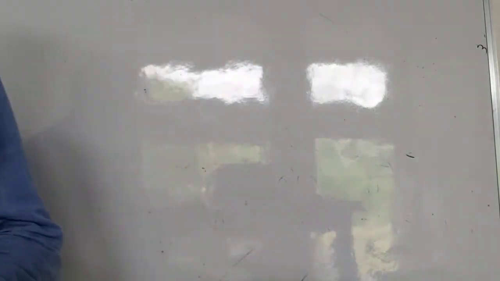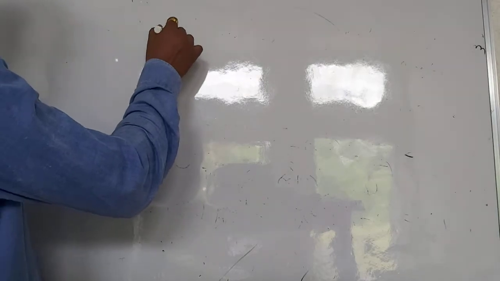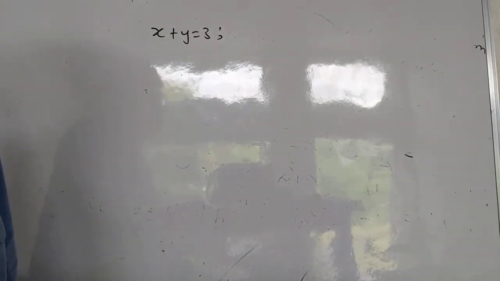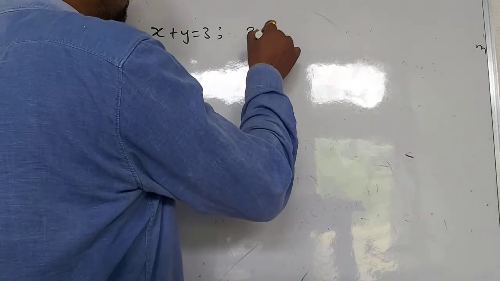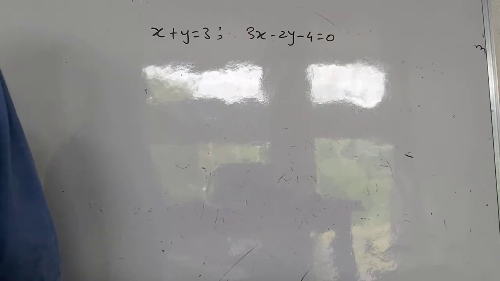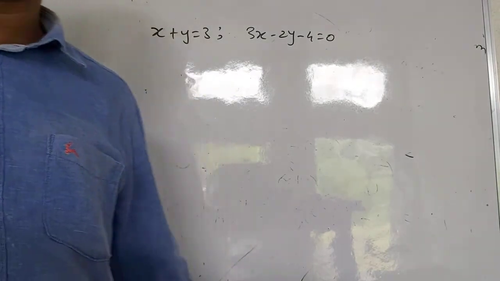To solve x plus y is equal to 3 and 3x minus 2y minus 4 is equal to 0 by determinant method, find D. In this way the question is there.